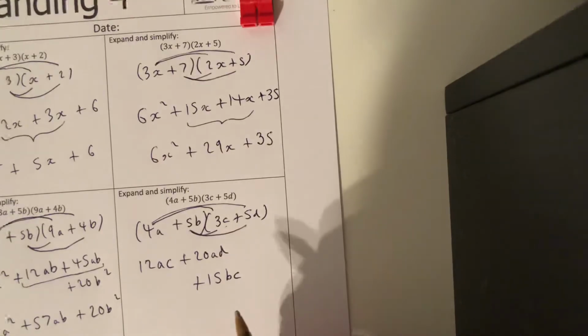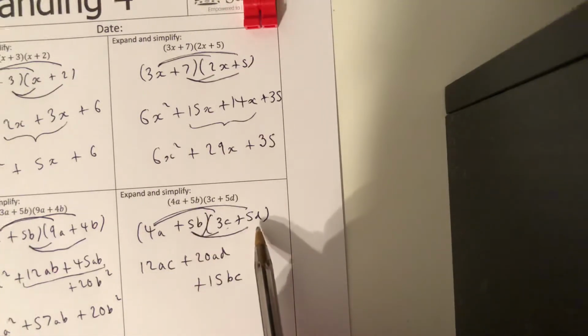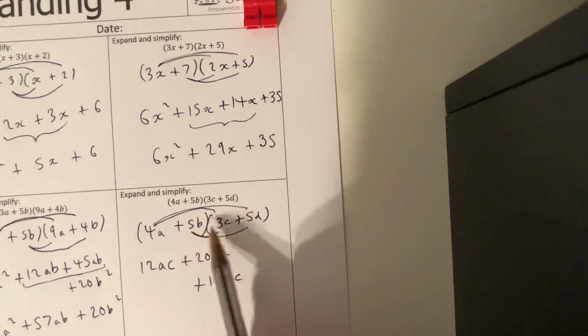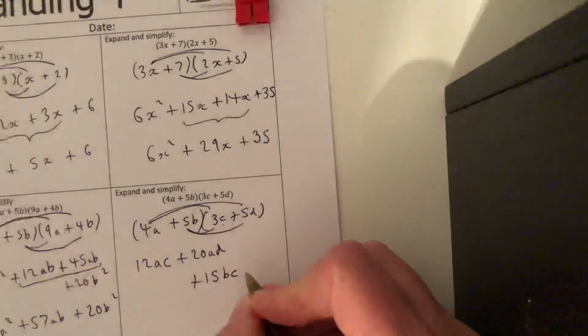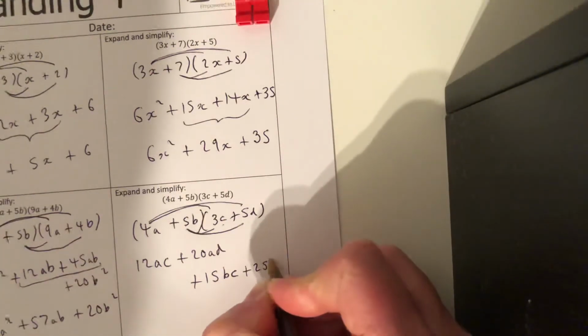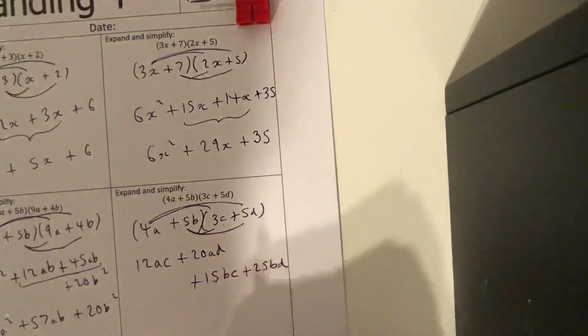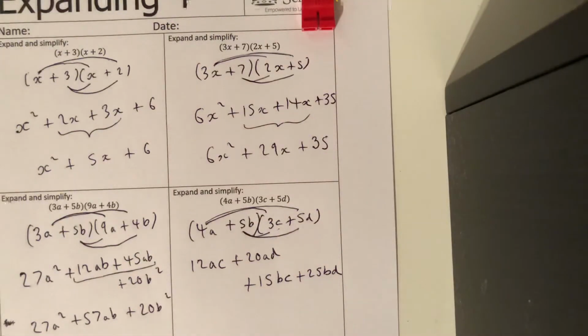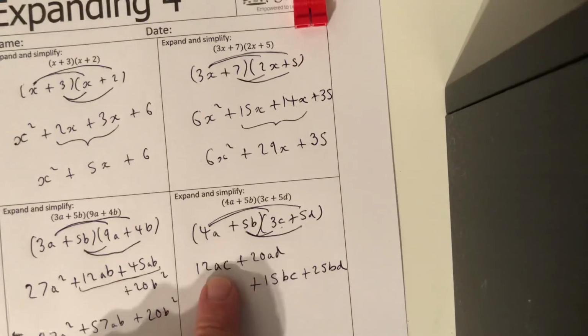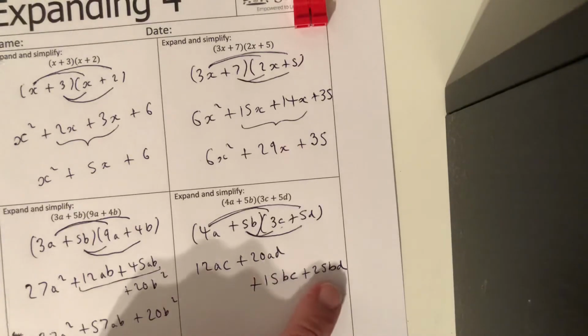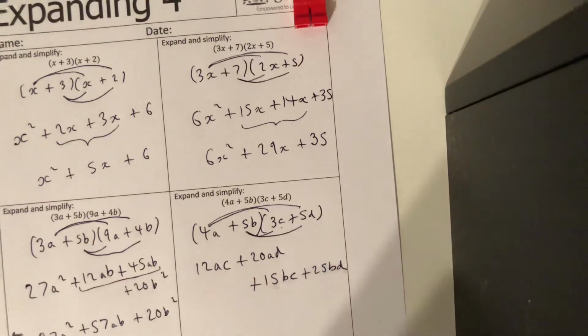And then last but not least, or maybe it is least, 5b times 5d, 5 5 is a 25, b times d is bd. So I've got plus 25bd. And now you're going to be like, oh, just simplify. Well, actually you can't, because we've got ACs, ADs, BCs and BDs. They're all different terms. So there isn't an extra simplification for this one.